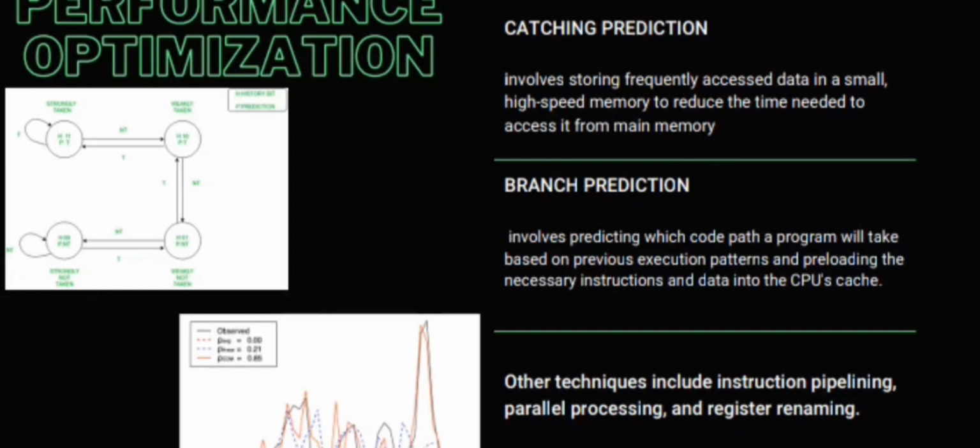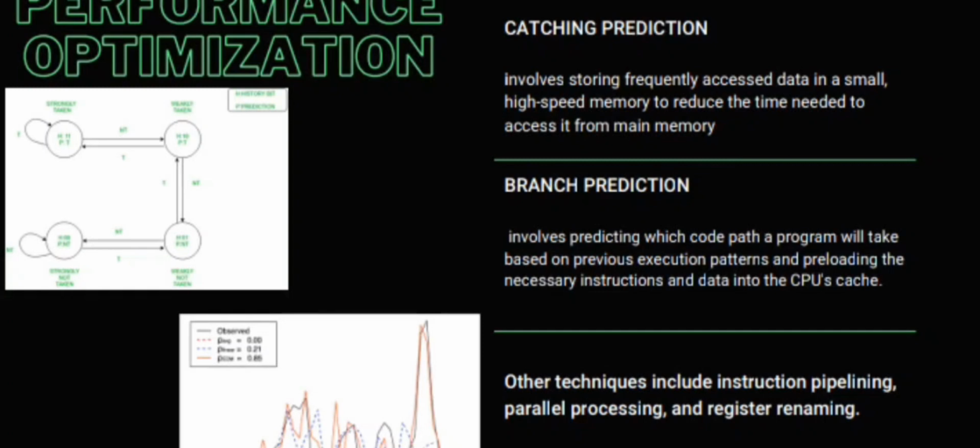Caching prediction involves predicting which data a processor is likely to access and storing it in cache memory. This reduces the time required for the processor to access the data, as it does not need to retrieve it from slower memory locations such as RAM or the hard disk.